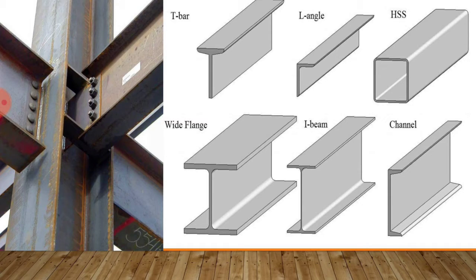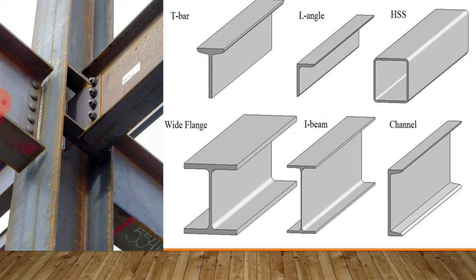As we mentioned earlier, you can see on your right hand side the picture of the structural sections used in buildings for frames requiring high strength. And they come in the shape of T-bars, L-angles, high-strength steel, wide flange, I-beams, and channels, where I-beams are one of the most commonly seen structural cross-sections out there.